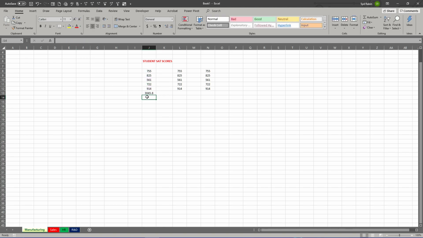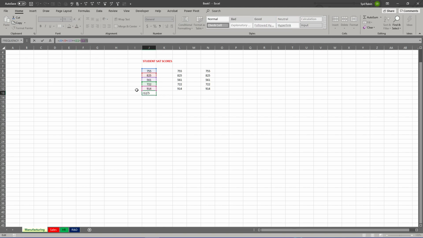Well, it gives us a number, 3045.8, which there's no way this could be the average. And if we take a closer look at the formula up here, we'll see what's going on. Because of the order of precedence, the division right here gets done before any of the addition.